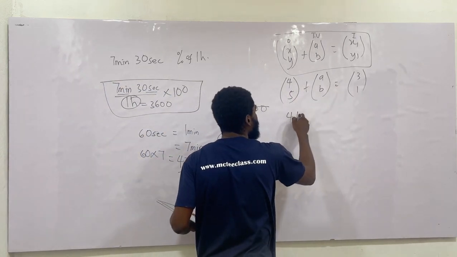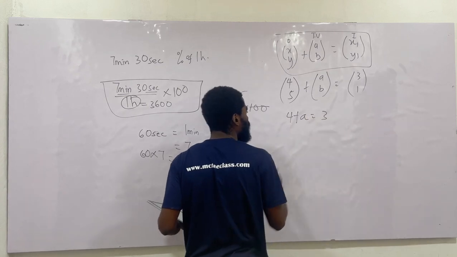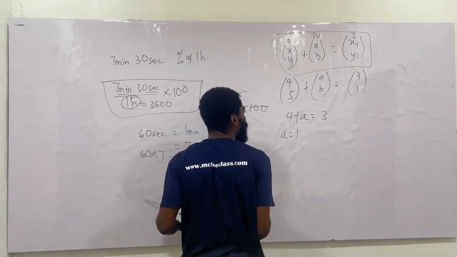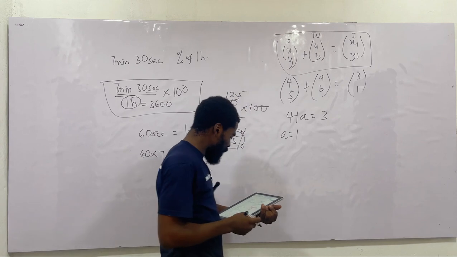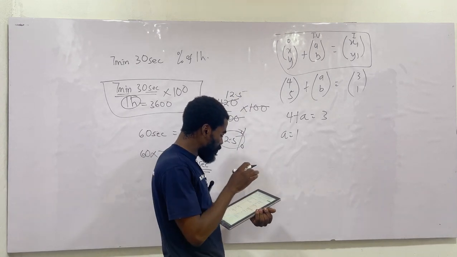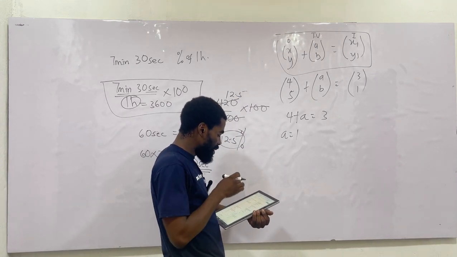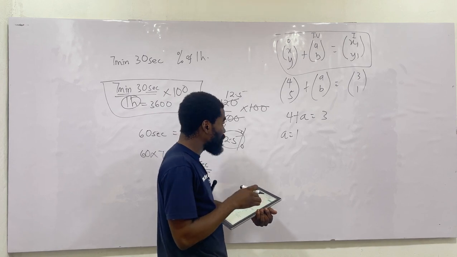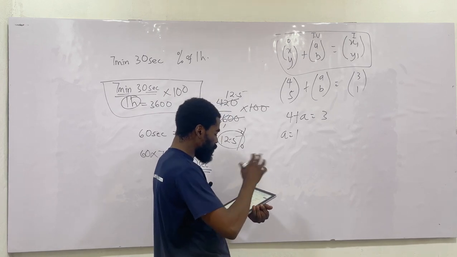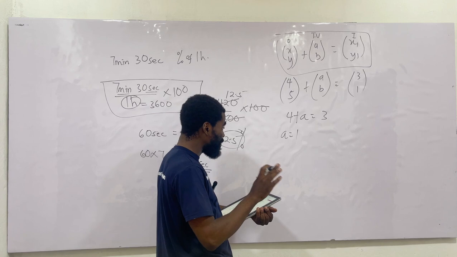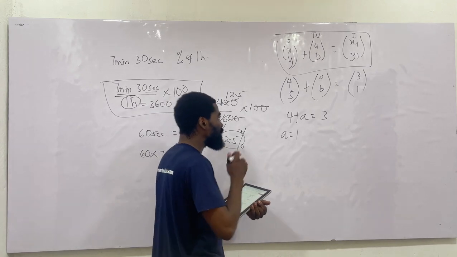So I'll get 4 plus A equals 3. I know A will be equal to -1. Since A equals -1, I go to my options and see: A has -1, B has 1, C has 1, D has -1. That means my answer is between A and D, because B and C with 1 won't go with that.